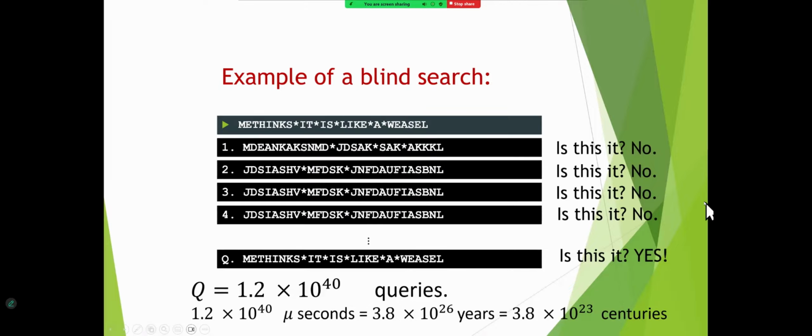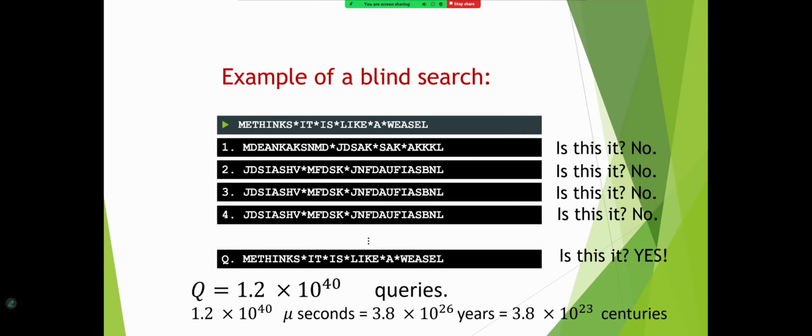But you can actually figure out that it takes 1.2 times 10 to the 40 queries. In other words, you would have to do 1.2 times 10 to the 40 queries on average in order to get this. You could actually talk about a Bernoulli trial, and you get a success or not and figure it out that way. If we did a query every microsecond, that would be 10 to the 26 years or 10 to the 23rd centuries. So that ain't going to work, is it?